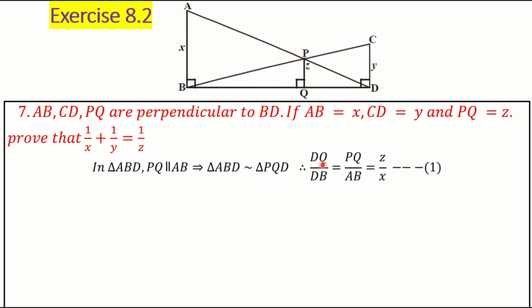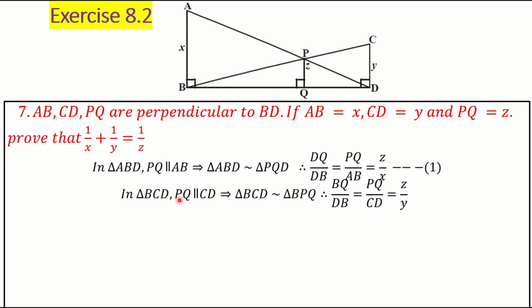Which means DQ by DB equals PQ by AB. Yes, DQ by DB, sorry, the full triangle you have to take, right? That is equal to Z by X, because PQ by AB is Z by X. Now this is the first equation.